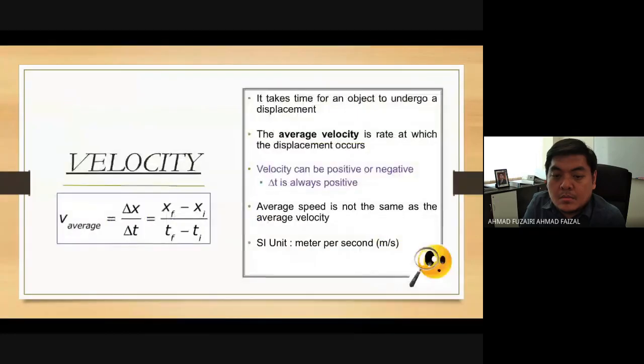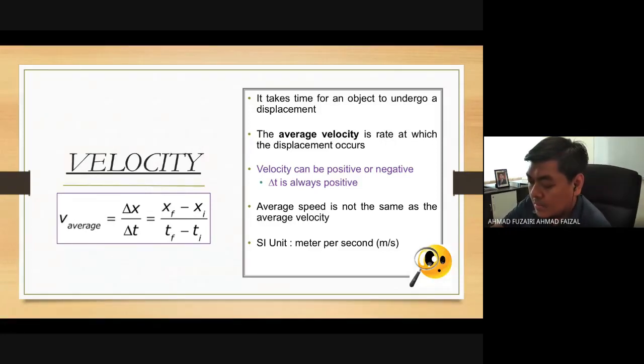Velocity is a vector quantity having both magnitude and direction. When a moving object undergoes a displacement and takes time to move, we say that the object has a velocity. So velocity can be both positive or negative, depending on its direction. The total time taken during the motion must always be positive.